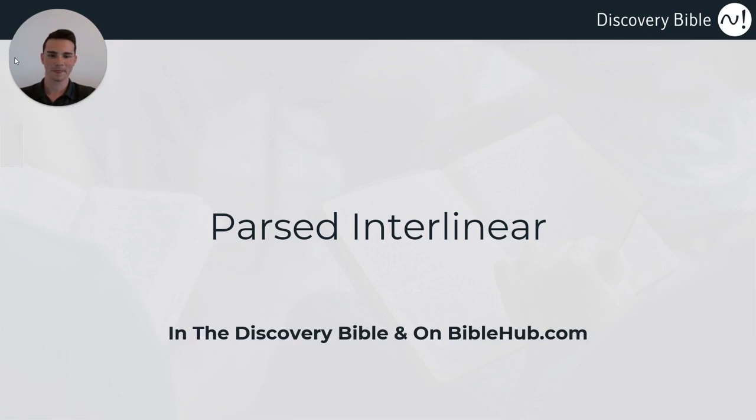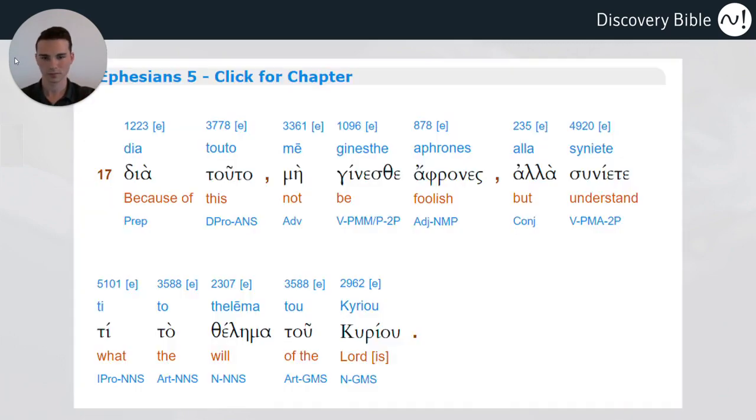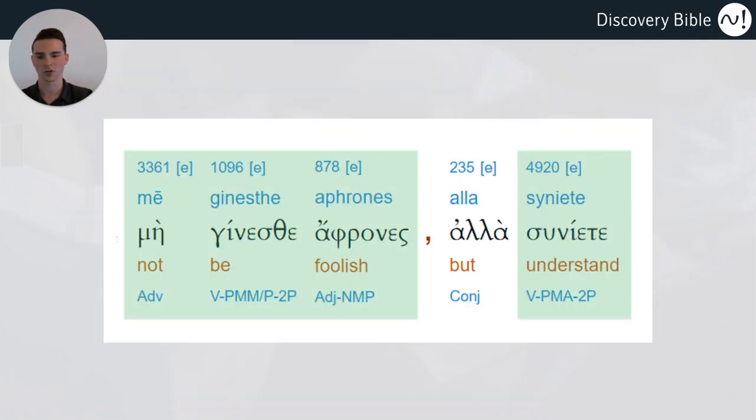This is basically a Parsed Interlinear. We have one in the Discovery Bible, and there's also one available on BibleHub.com. We're going to use the one on Bible Hub. So this is Ephesians 5:17 in the Greek. And the reason it's a Parsed Interlinear is because it's got all those small blue letters, and it basically tells you the forms. You need a trained eye to be able to know how to apply those and know what each of them mean. But just so you're aware, the words we've been looking at are do not be foolish and the word understand. We'll zoom in on it.